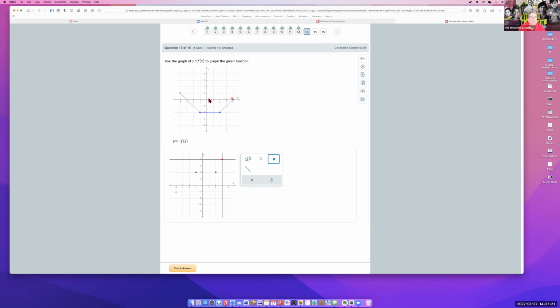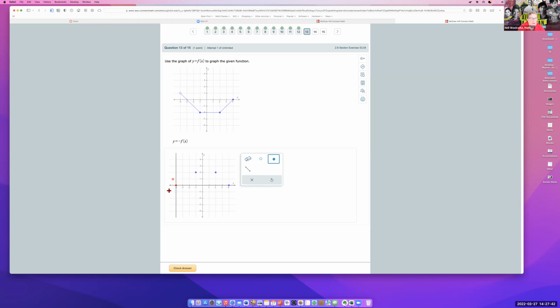And finally, we've got a point on the x-axis, 4 comma 0. Y is 0 this time. So if we multiply y by a negative, 0 times negative is still 0. So my last point is going to stay on the x-axis.